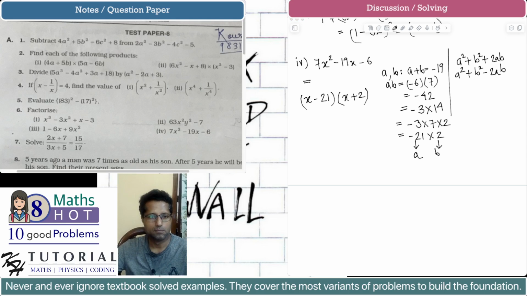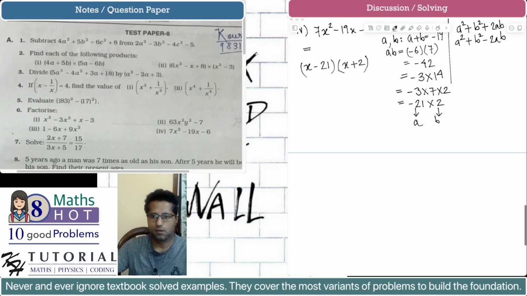Let's do problem number 7. We have to solve for x. This is from the chapter linear equations. The equation given is 2x plus 7 divided by 3x plus 5 is equal to 15 by 17, and we know that we have to solve this by cross multiplication.